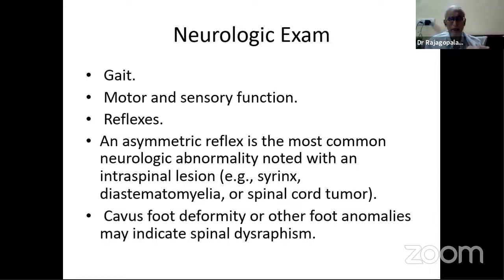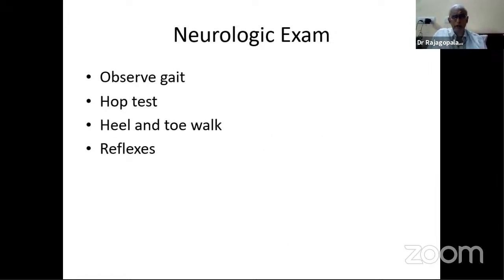Now examine. Just at least, for hand grip, for dorsiflexion, plantar flexion, knee flexion, knee extension, do a fast check. So neurology is important. As I told you, observe gait. If there's a neurological problem, gait will be abnormal.